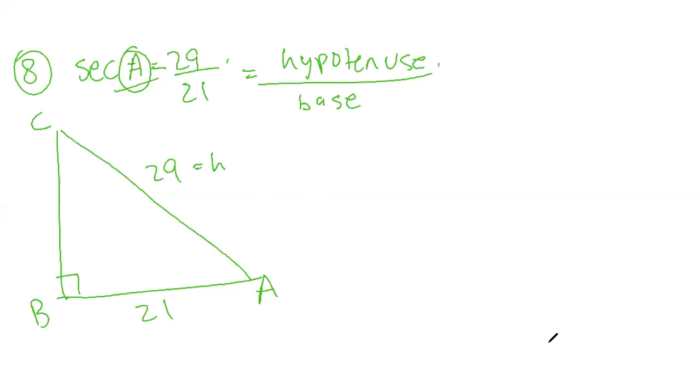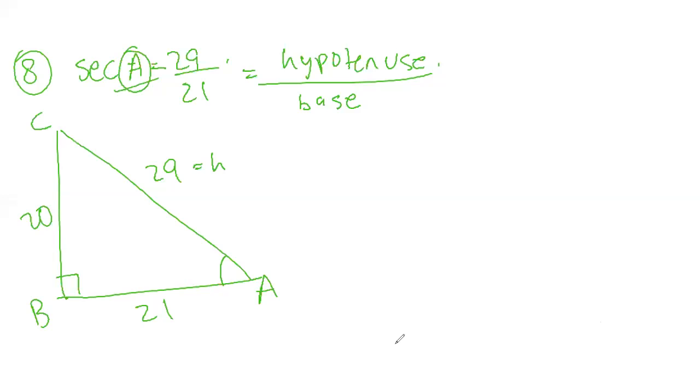Now, accordingly with the Pythagoras theorem, we are to find our perpendicular, which will be 20. So 29 whole square minus 21 whole square will give 20. Accordingly, you could solve the Pythagoras theorem. So we'll move on to the next part.